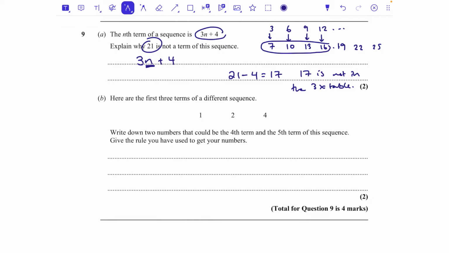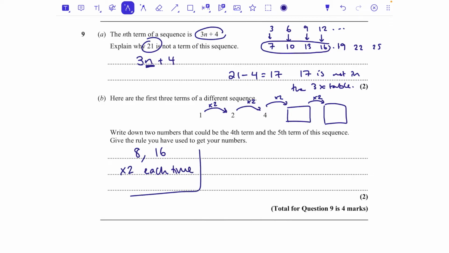For part B, here are the first 3 terms of a different sequence, 1, 2, 4. Write down 2 numbers that could be the 4th and the 5th term of the sequence. So the 4th term and the 5th term would be the next 2 numbers. Going from 1 to 2 and 2 to 4, it could be that we're timesing by 2 each time. In which case, I would say 8 and 16 would be my next 2 values. And we could say times by 2 each time.